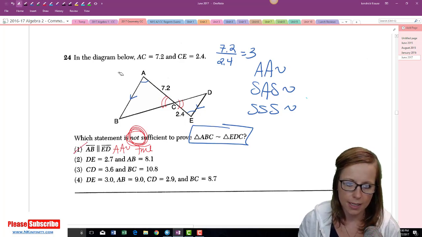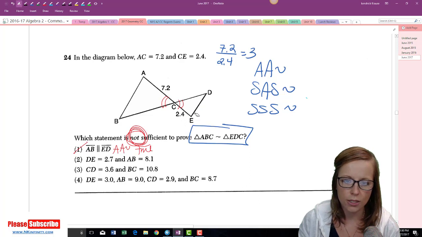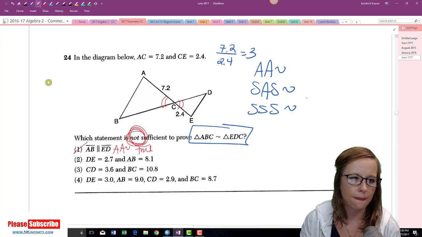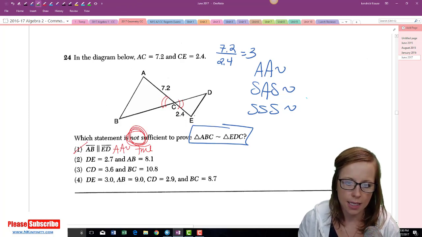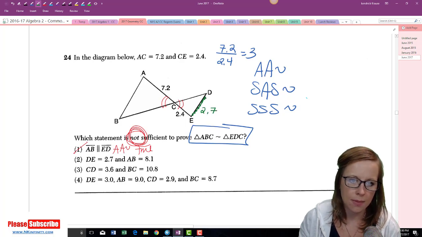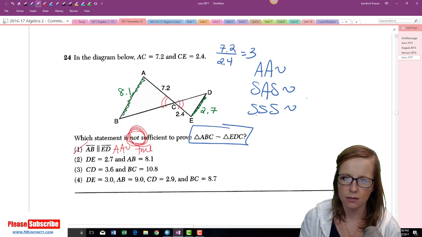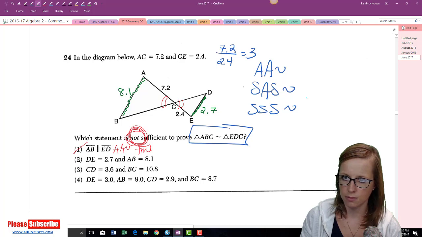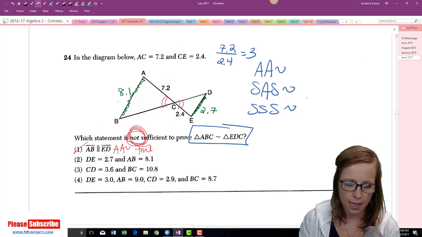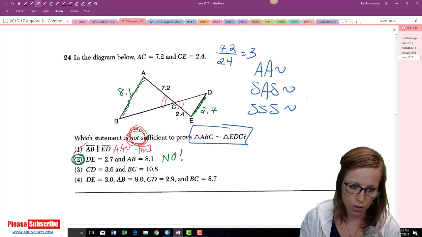Choice 2, let me erase the blue stuff here. Choice 2 is saying, okay, DE, which would be this one, is 2.7, and AB is 8.1. So that would be angle side similarity, right? Is that a choice? That's false. That's not going to work out. No. So what's not sufficient is going to be choice 2.